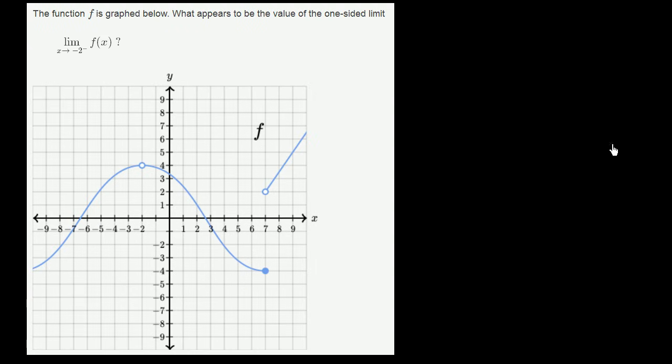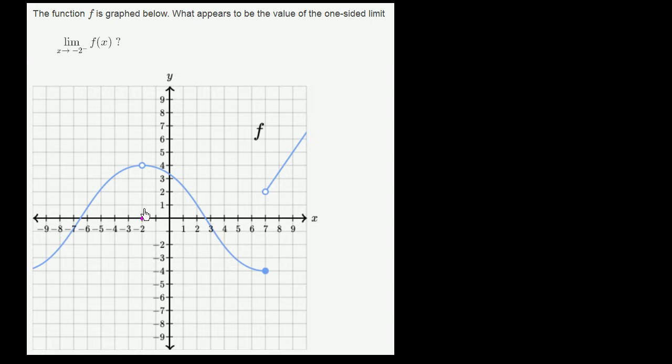And here they're actually asking us a question. The function f is graphed below. What appears to be the value of the one-sided limit? The limit of f of x, this is f of x, as x approaches negative 2 from the negative direction. So this is the negative 2 from the negative direction.